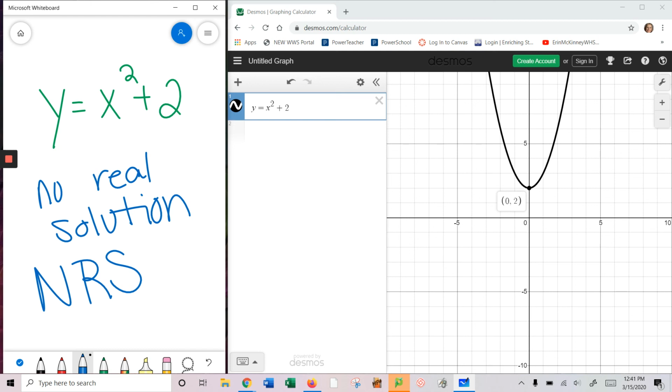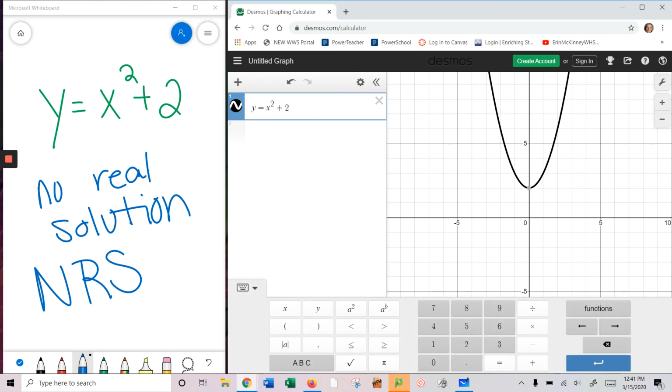So as long as you have access to this graphing tool, you should be able to type it in and then just see what the graph looks like and identify where it crosses the x-axis.